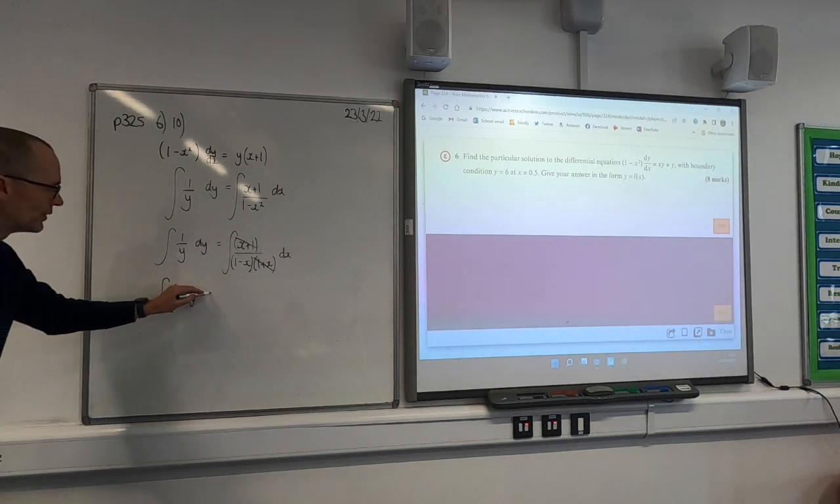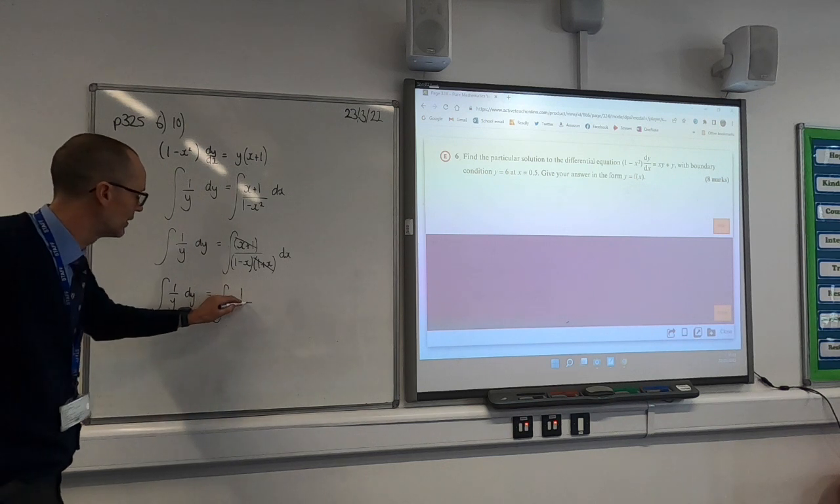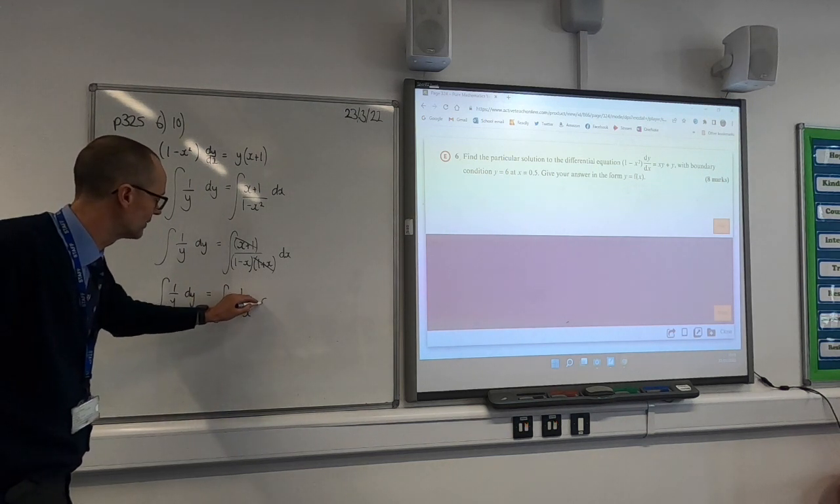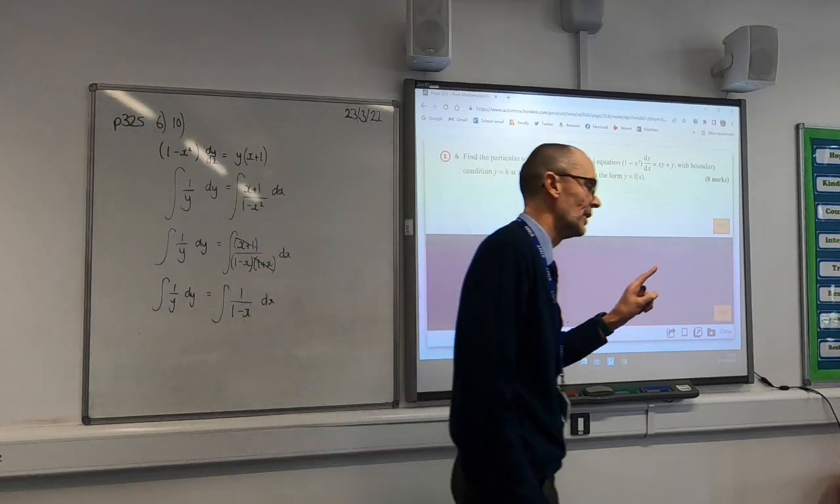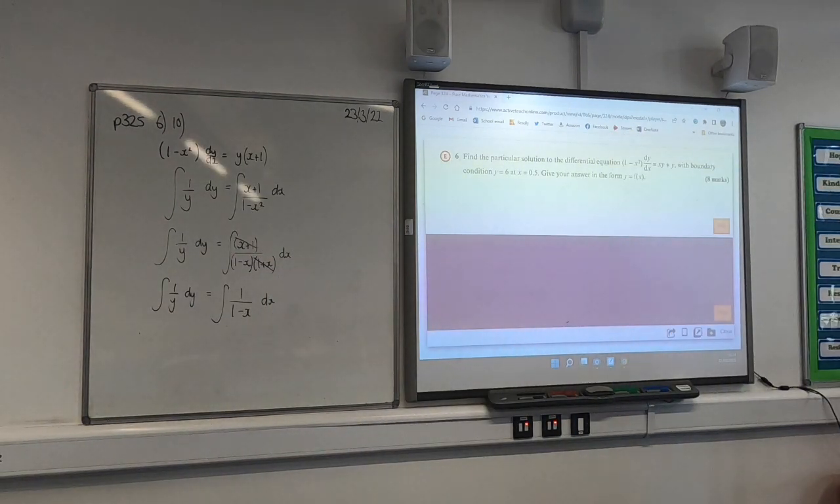So you end up with two things that become logs, ln's. Just be careful on the right hand side, because that gives you the ln of 1 minus x divided by minus 1. And then remember what we did yesterday with the constants to make it a little bit easier.